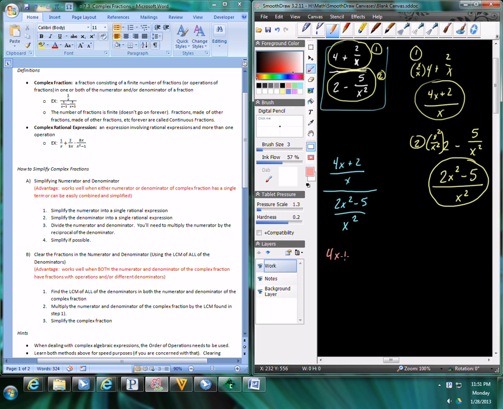So this is going to give me 4x plus 2 divided by x times x squared over 2x squared minus 5. And again, whenever I can, if I'm multiplying here, I'm going to try to simplify before I actually multiply, and this is to keep my sanity. 1 x on the bottom cancels with 1 x on the top, and I'm left with x times 4x plus 2 divided by 2x squared minus 5.